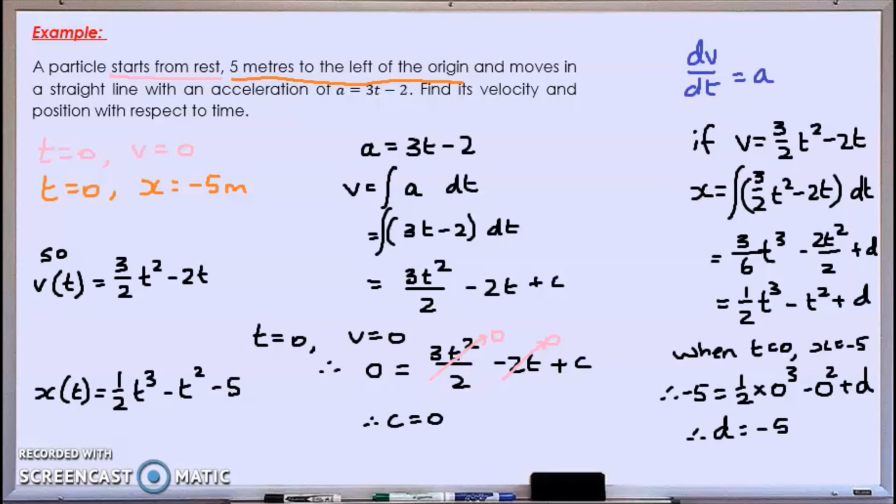And now I've calculated the equation for the velocity with respect to time and the equation for the position with respect to time by using acceleration and the initial conditions.